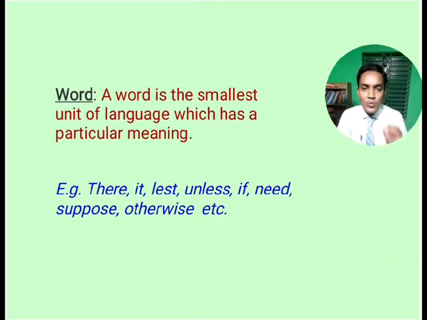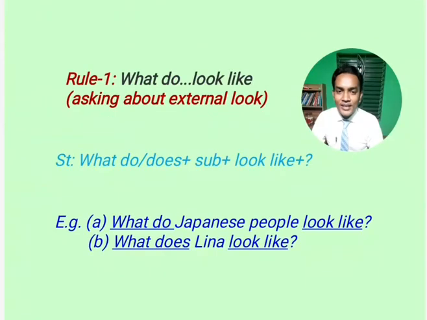Word. Word is the smallest unit of language which has a particular meaning. Of course, a word can be formed by some letters, but that word should have a particular meaning. Without perfect meaning, a word cannot be accepted, right? There are examples: there, it, last, unless, and so on, right? Next. Okay, we can go to our detailed discussions.